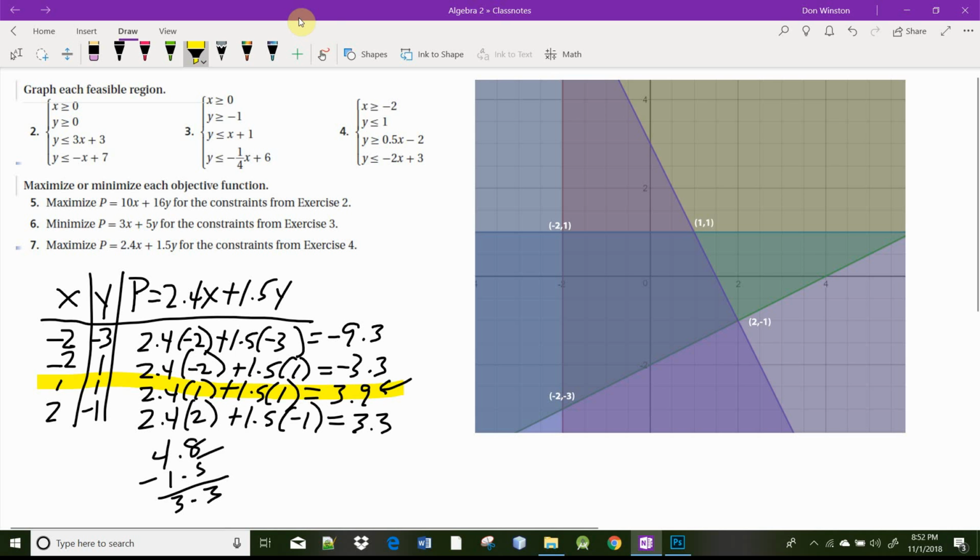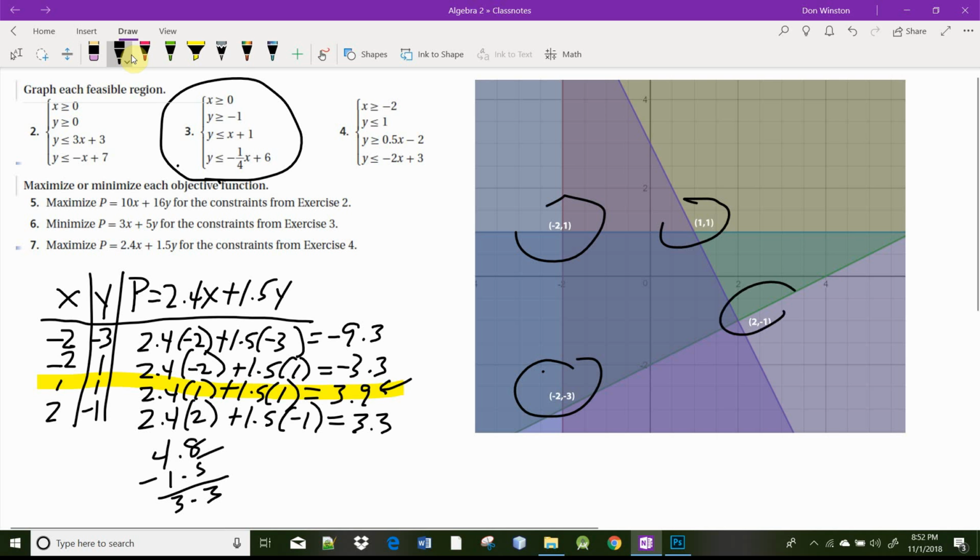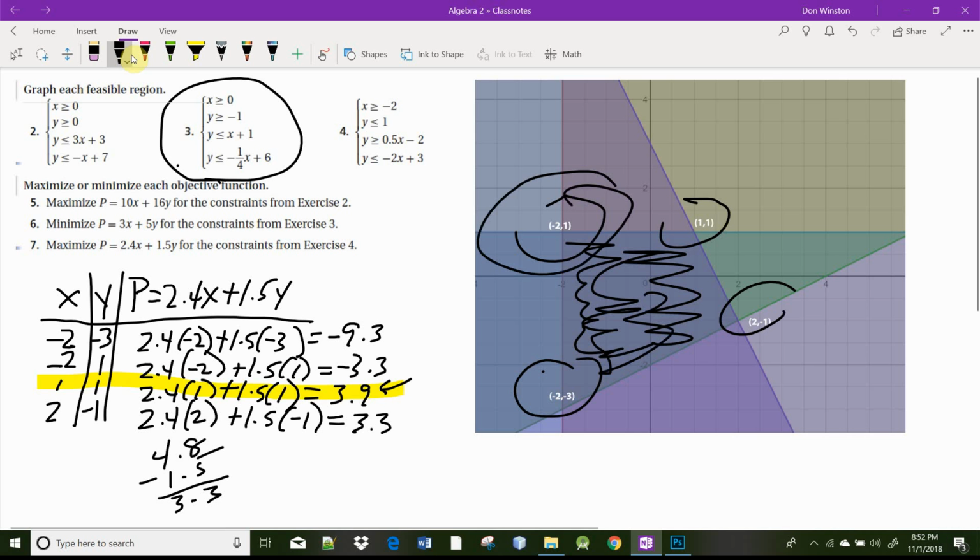Alright? And so again, what did we have to do to solve this problem? Well, we had to do a lot, right? So we had to graph the functions here. Before we actually found the vertices, we had to find our feasible region. Then we find the vertices. Then we take those vertices, plug them into our xy table, and evaluate our objective function, right? So again, we have to do a lot, but that's chapter 3. So I hope this helps.